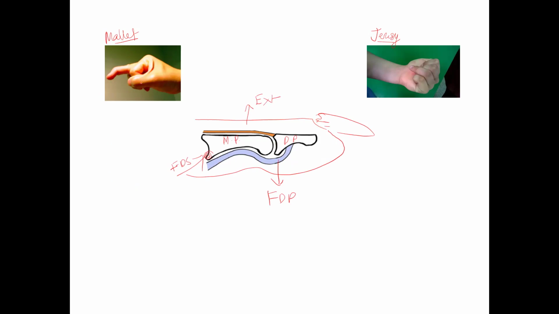So if there is damage to the extensor, the finger will go into flexion. So we'll have flexion deformity here. If the flexor is damaged, then it will go into extension deformity. Am I clear? So this is how you need to differentiate mallet finger from jersey finger. Am I clear in explaining this? Please let me know in the suggestion box.